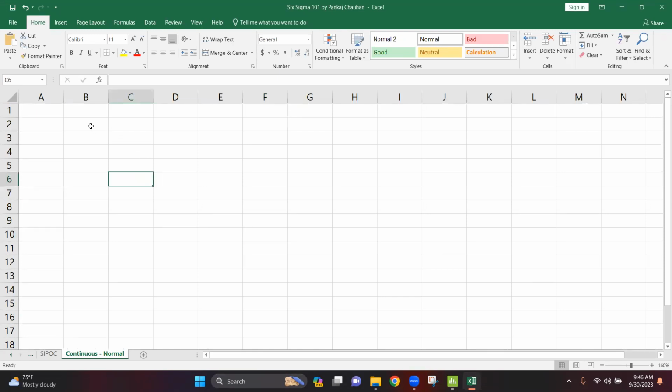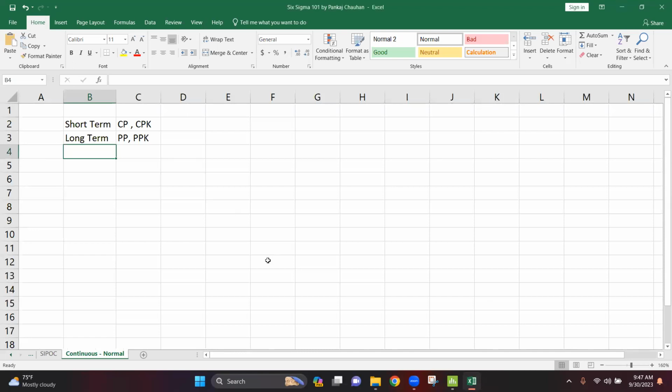Now suppose I am generating random data. For process capability, when we talk about the short term, we represent it by CP or CPK. If we are calculating for the long term, then we represent it by PP and PPK. The formula I explained in the basics of process capability in my previous videos.